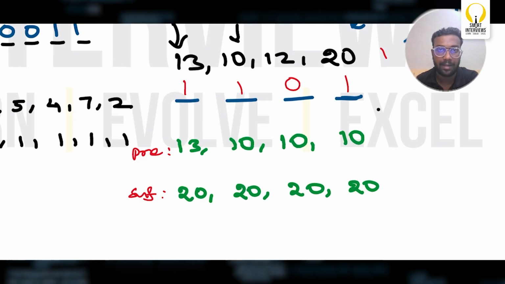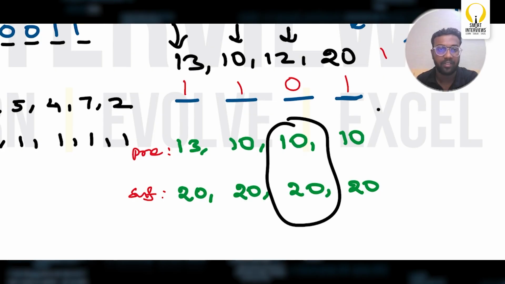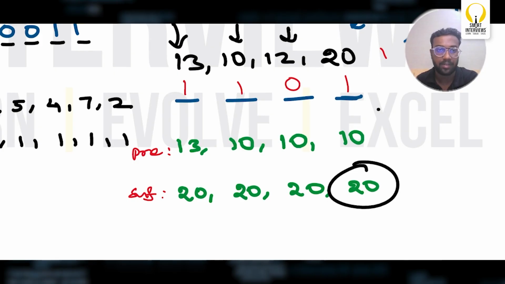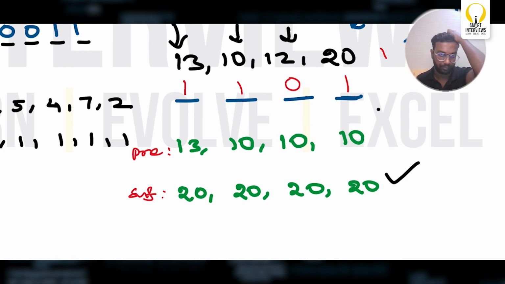Similarly, 10 should match either with prefix of I or suffix of I. It matches with prefix of I, hence it is 1. At 12, it doesn't match with either prefix or suffix, hence it is 0. And at 20, it matches with the suffix of I, hence it is true. I hope you have understood the logic.